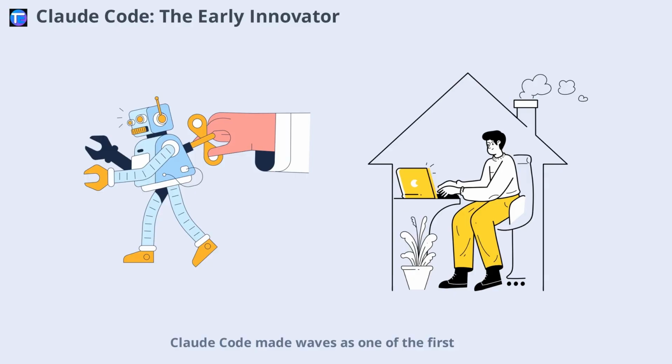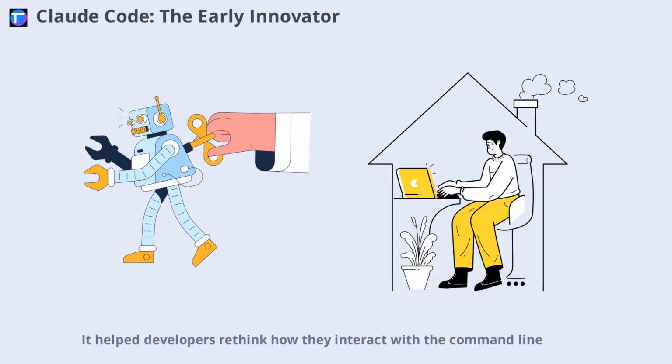Claude Code made waves as one of the first AI tools to bring agentic workflows into terminal-like environments. It helped developers rethink how they interact with the command line, offering a space where AI could assist with coding, debugging, and more. However, as more tools entered the market, the landscape began to shift. While Claude Code set a high bar for AI integration, it also had its limitations, especially for those who wanted a more flexible and user-friendly experience. This set the stage for new contenders like Warp to push the boundaries even further.